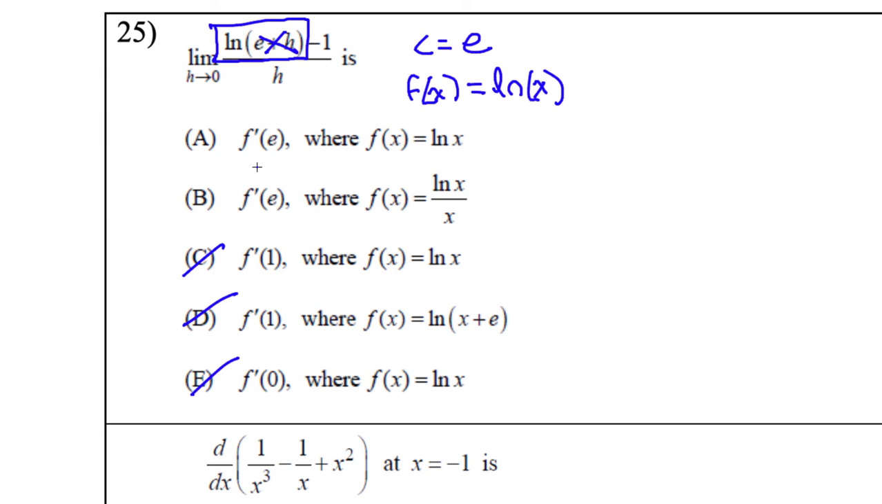I'm evaluating at e. I'm taking the derivative. And what was our function? Our function is not natural log of x over x. It's just natural log of x. Correct answer is A. Sounds good.